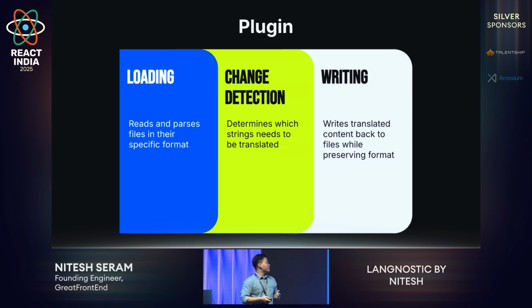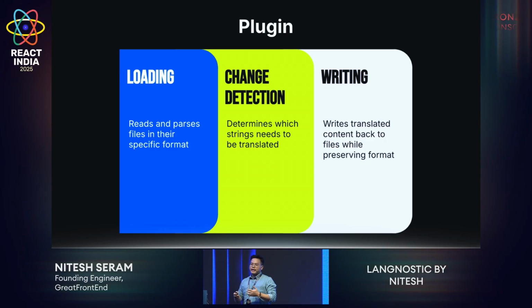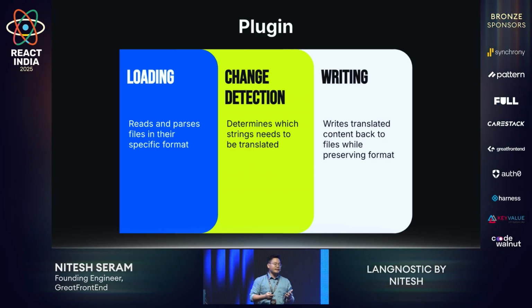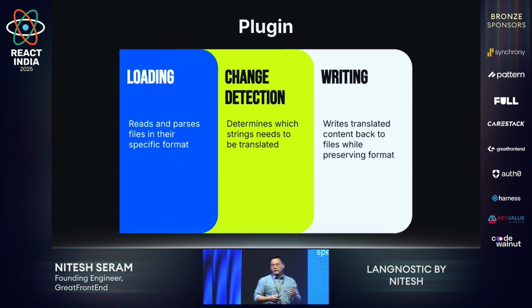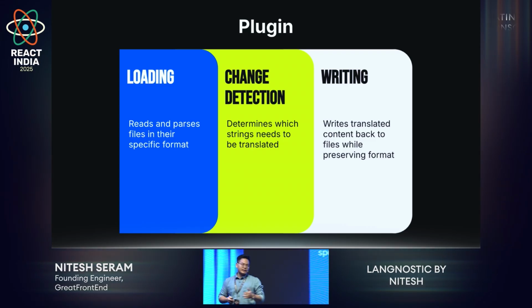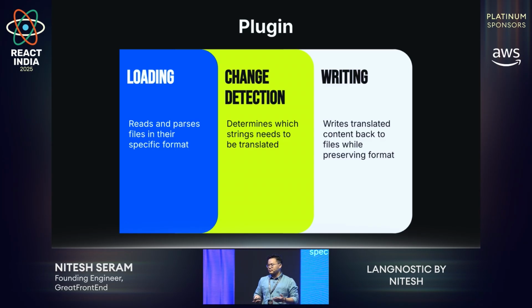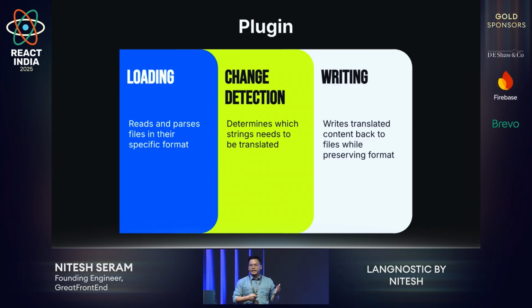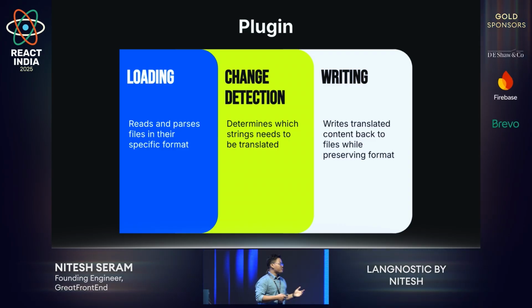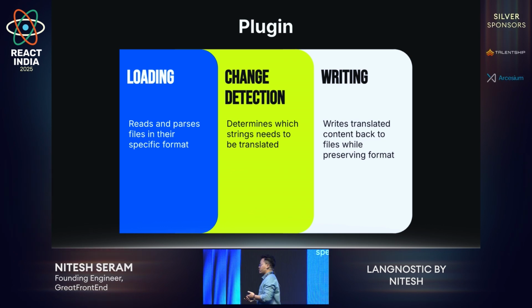Now let's look into the plugin, right? So a plugin does three main things. It handles the file-specific reading and parsing of the file in its specific file format. And once it does that, the main important thing is change detection. It determines what strings or what contents need to be translated. And once the runners translate that content and send it back, the plugin's responsibility is to write those translated contents back into the target file.